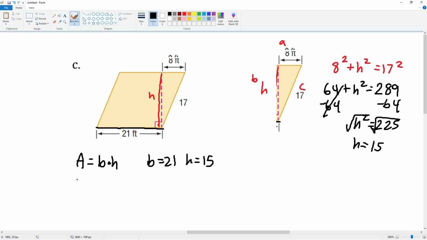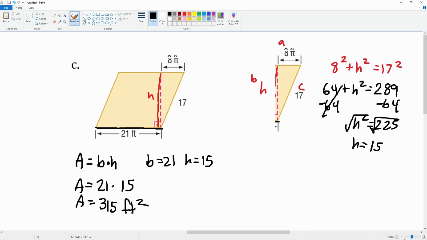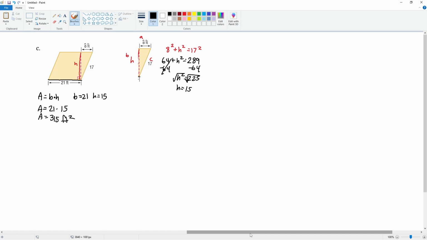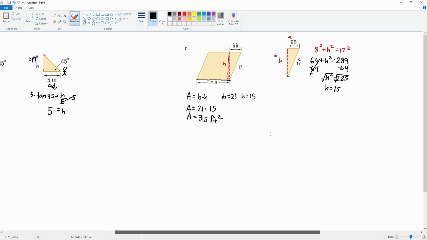So plug it in. Area is equal to 21 times 15. That is 315 feet squared. All right, there you go. So the two methods that we use to find the extra height is either using trig ratios or Pythagorean theorem.